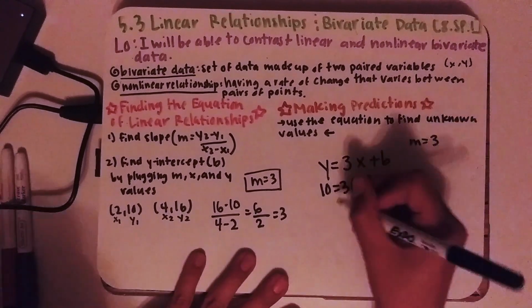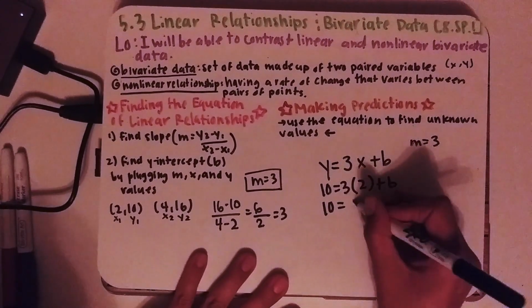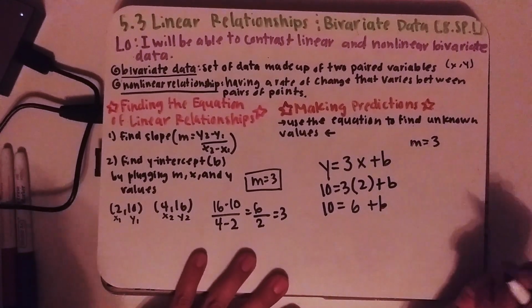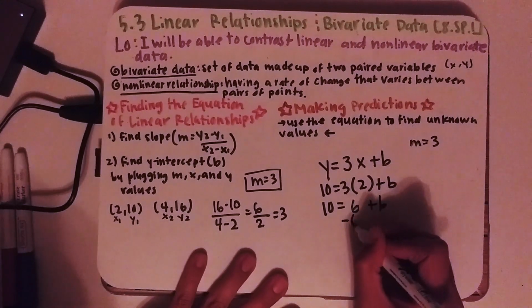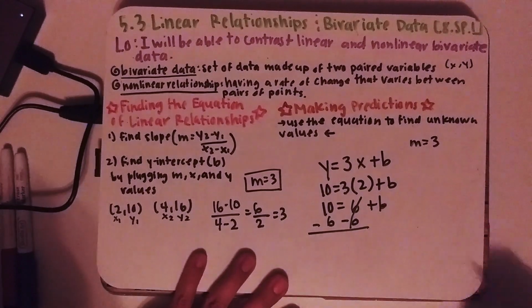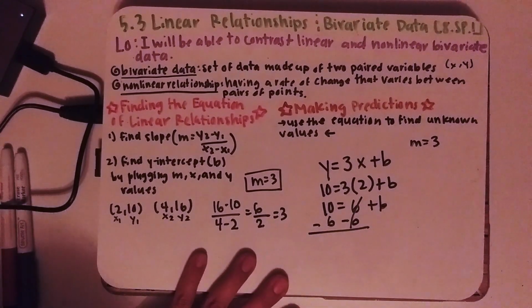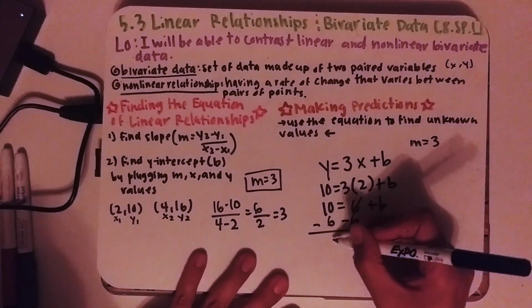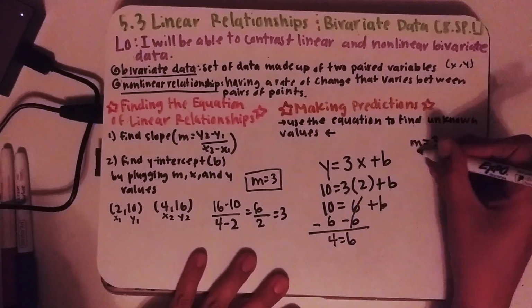I go 3 times what's x, 2, and then plus b. So then I work this out: 3 times 2 is 6 plus b. And then I subtract this. I remember I have to do inverse operation to isolate my variable, and what I do to one side, I do to the other side. So I subtract 6 on both sides. 10 minus 6 is 4, and that's my b. So my b is 4.